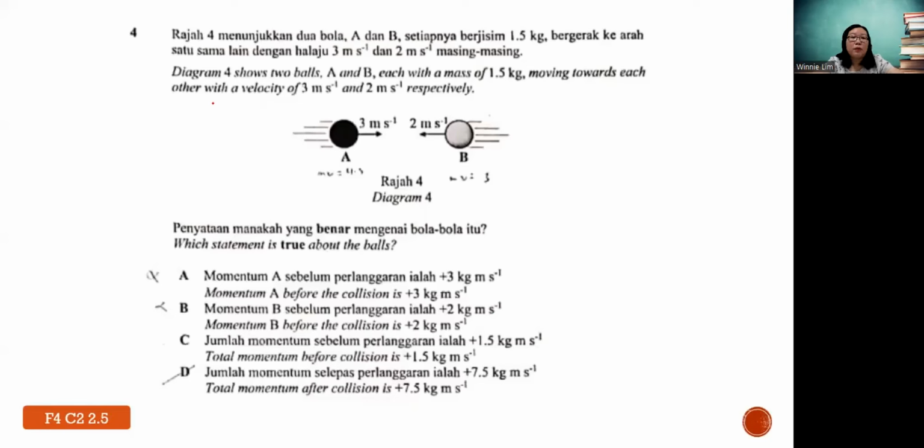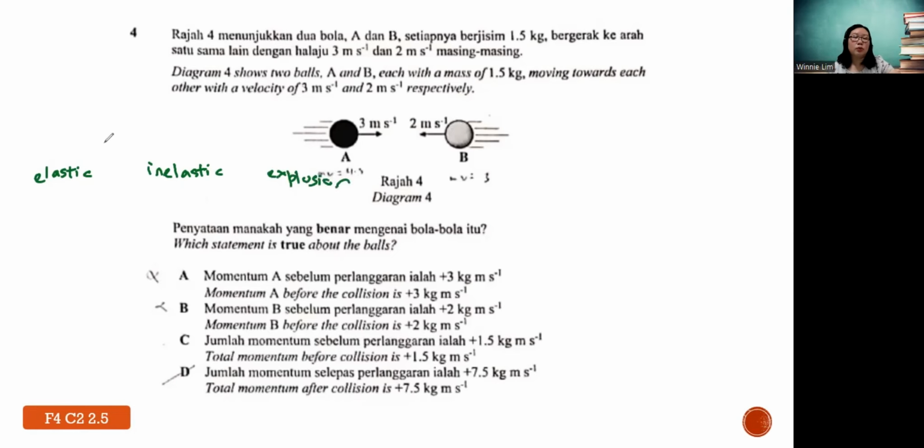Next. Number 4, diagram 4 shows two balls, A and B, each with a mass of 1.5 kg, moving towards each other with a velocity of 3 meters per second and 2 meters per second respectively. So which statement is true about the balls? So this is under the topic of momentum. Under the principle of conservation of momentum, there are 3 types of collision: elastic, inelastic, and explosion.